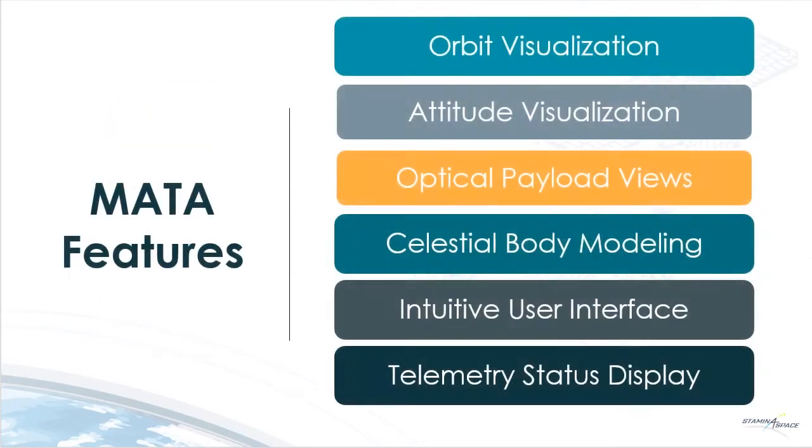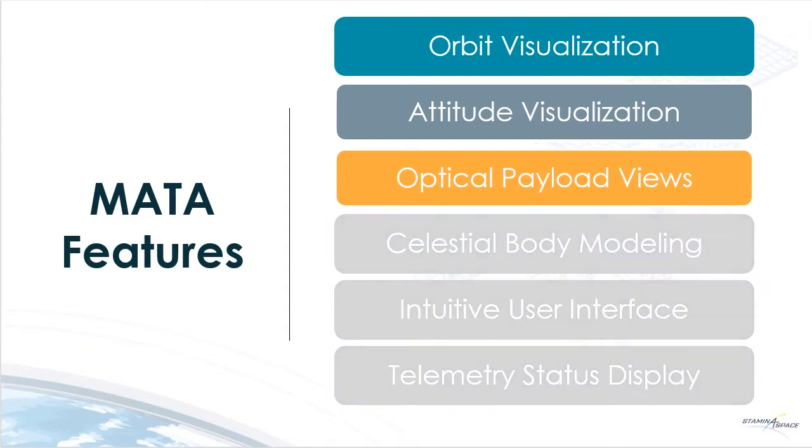We now move on to the features of the MATA simulator. There are 6 features: orbit visualization and attitude visualization, celestial body modeling, optical payload views, intuitive user interface, and telemetry status display. I will be only discussing the 3 important features, and the rest could be seen in our paper.